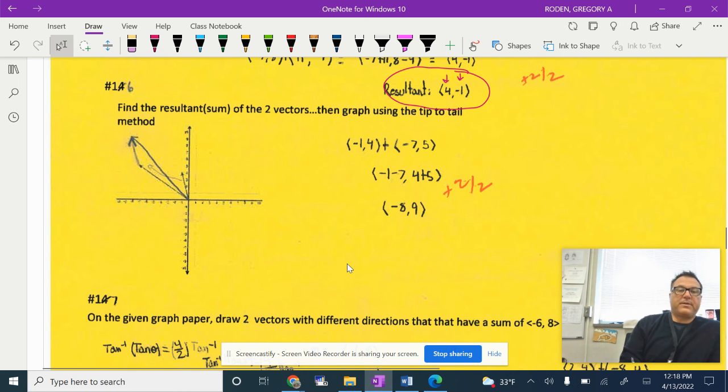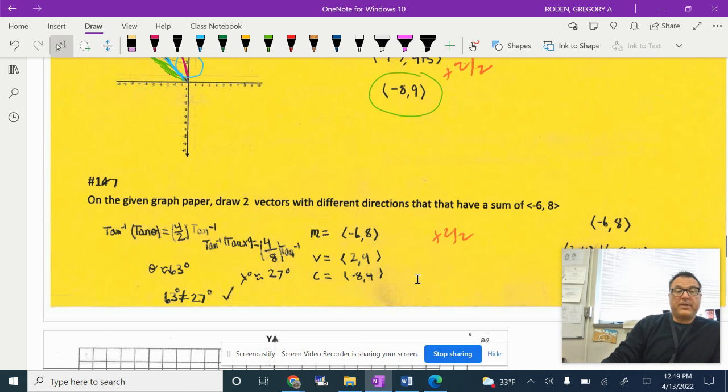All right, to find the resultant of these two vectors, it looks like one of the vectors given is -1, 4, which is this vector right here. Your other vector is -7, 5, this green vector right here. Then you just add them together and you get this. You're doing tip to tail. The resultant is this blue vector right here. If you take this purple vector and move it up here, the green plus the purple will equal the blue. That's the tip to tail method.